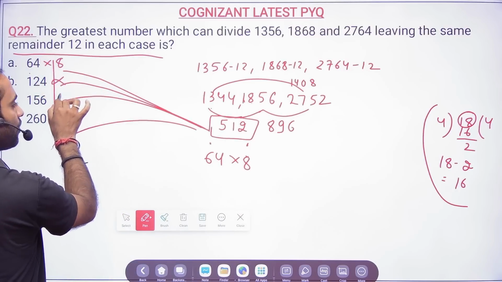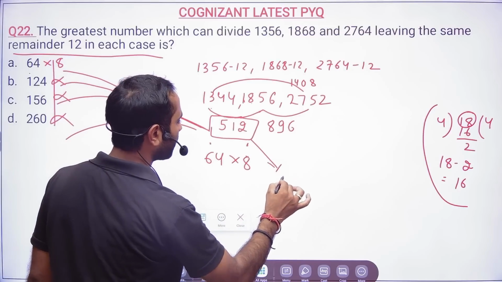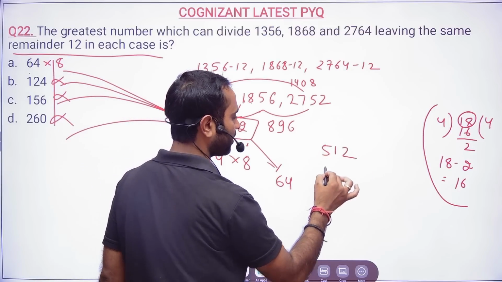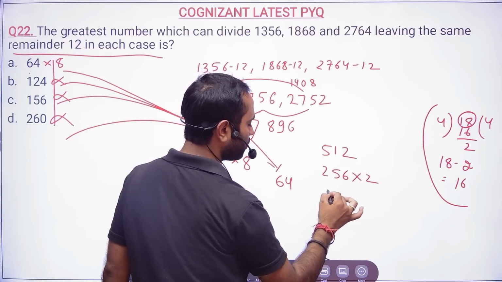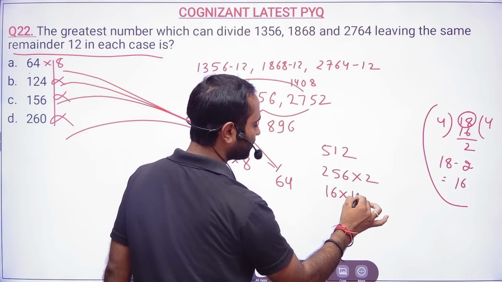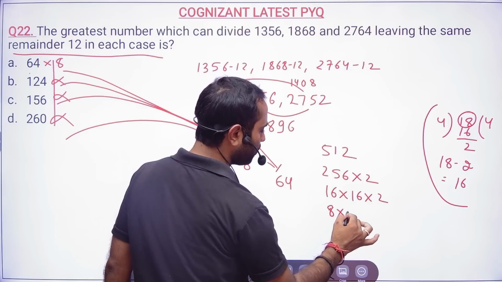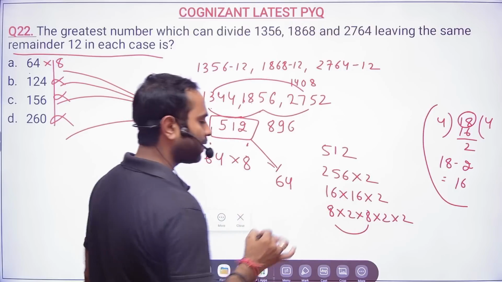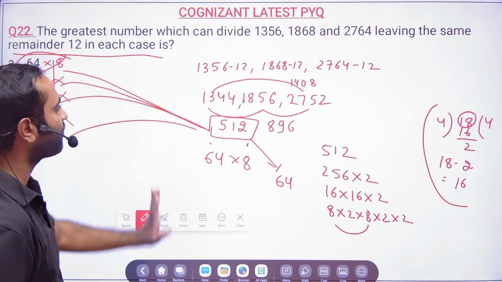124 will not divide, 156 will not divide, 260 will not divide. So 64 will be one of the factors of this, because 512, when you calculate the factor, is 256 into 2, and 256 is nothing but 16 into 16 into 2, right? So this will be 8 into 2 into 8 into 2. So these will be the factors, right? 8 into 8 is 64, which is one of the factors. So 64 will be the HCF of this value.